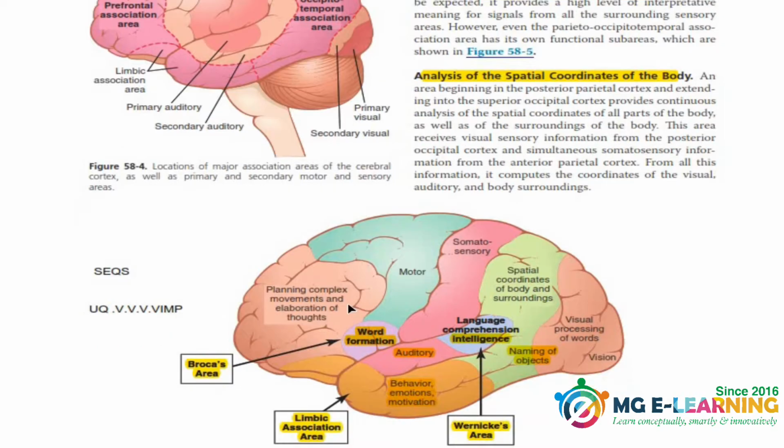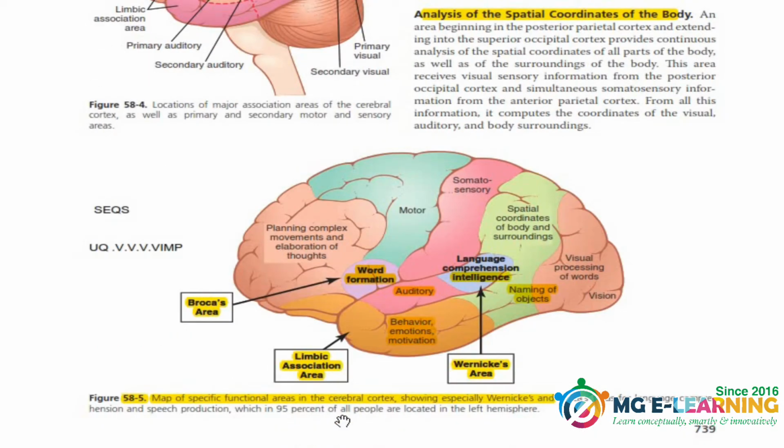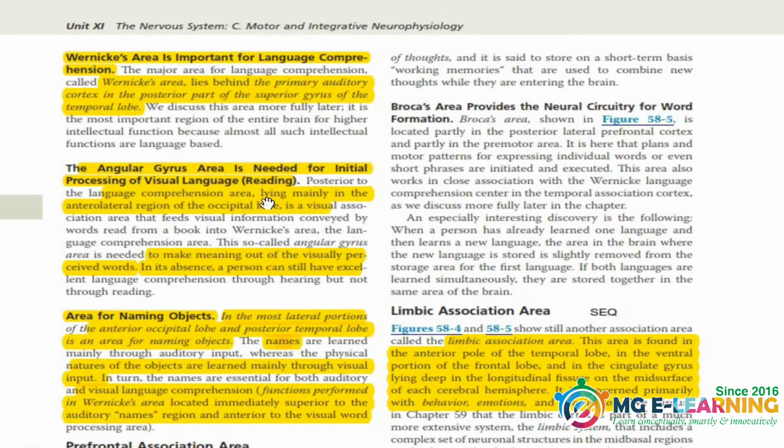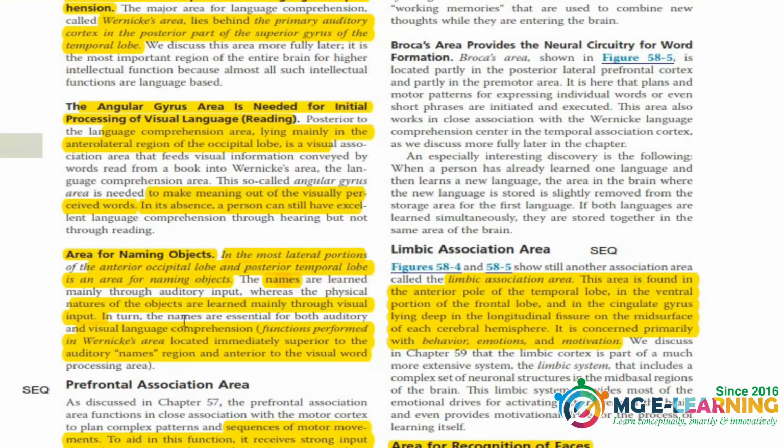This is again important, the functional area of the cerebral cortex. It is again showing all the functional areas, and it is important as a SEQ, and it is also passed to UQ. So you have to draw this diagram in paper. Then there are detail of other functional areas of the cerebral cortex like Wernicke's area, the angular gyrus, then the area for the naming objects. These are all very important.